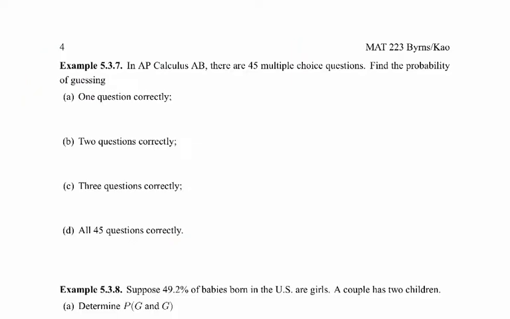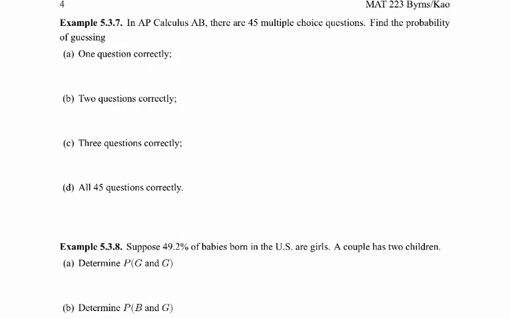Now, the next example on the next page, this was actually in the previous lesson, and we got to the bottom. I skipped it because we hadn't learned what we needed to learn. Here's what I was talking about. So let's look at this example. It says, in Calculus AB, there are 45 multiple choice questions. Find the probability of guessing one question correctly. So if you may recall, it doesn't say it in the question, but there were 5 choices for each question. So the probability of getting one question correct would be 1 out of 5.